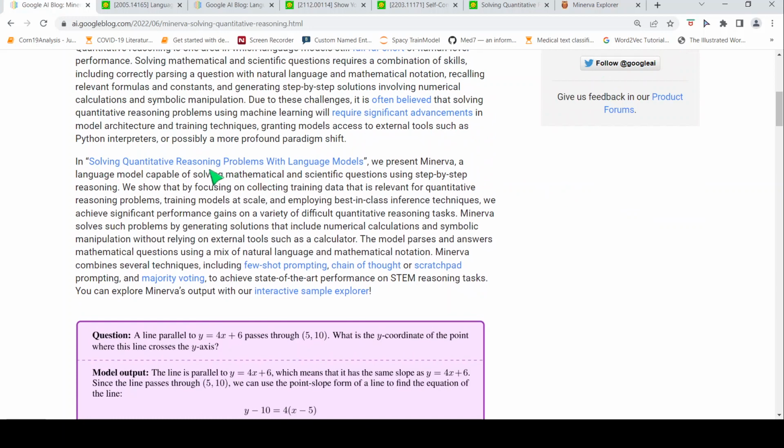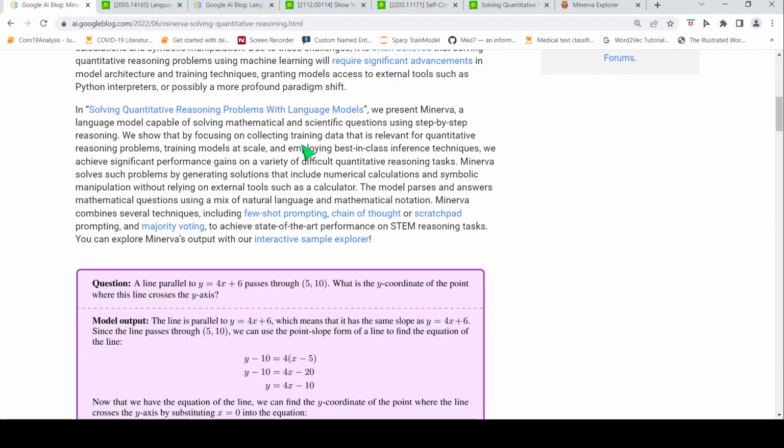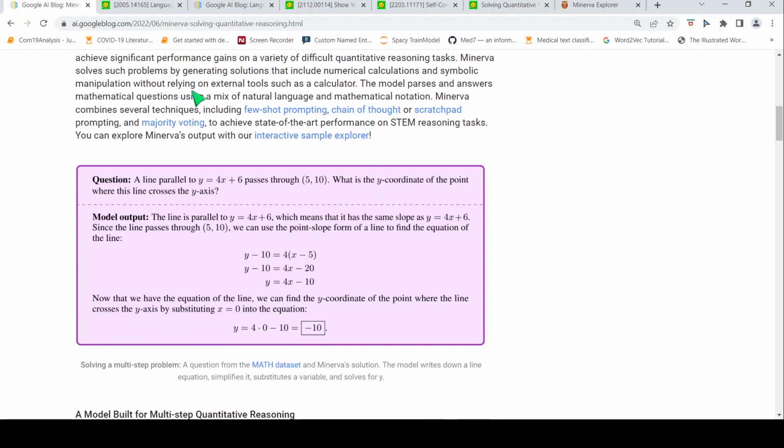Now what is this particular Minerva? Okay, so this is a language model capable of solving mathematical and scientific questions using step-by-step reasoning. Okay, what they are saying is that they have focused on collecting training data that is relevant for these quantitative reasoning problems, and then they have trained models at scale and they have employed best-in-class inference techniques, and they say that they have got significant performance gains on these kinds of quantitative reasoning tasks. So they say that Minerva makes use of few shot prompting, chain of thought, scratchpad prompting, majority voting. These are different techniques, okay, to achieve state of the art performance on STEM reasoning tasks.